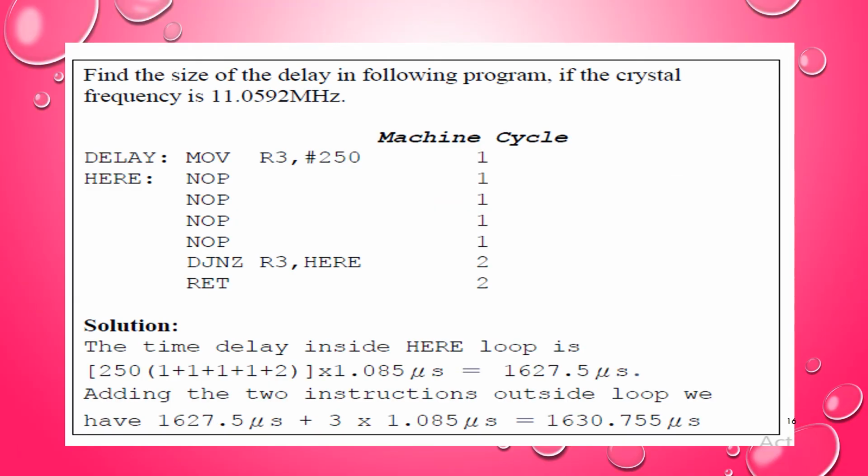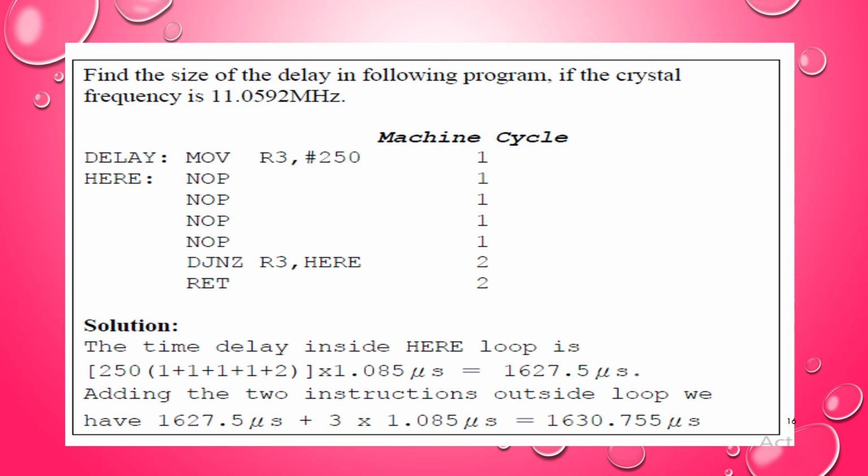General size of the delay, with the following, the crystal frequency, R3 is 250. Here you can see the loop now has NOP, NOP, NOP, NOP. 4 times I have added so as to increase the delay, each again 1 byte. The repetitions will be 250 times, no doubt, but multiplied by how many? In one iteration, how many will it take? 1 byte of MOV, NOP, NOP, NOP, NOP, so total 4, plus DJNZ 2 bytes, so that is 2. Total multiplied by 250, so the delay will be 1627.5 microseconds.